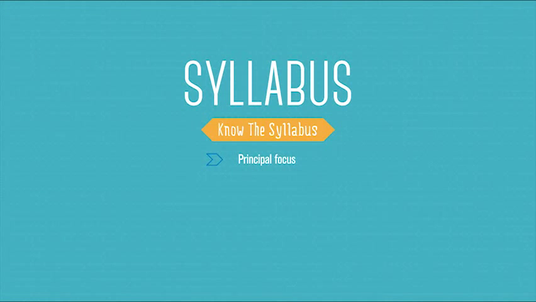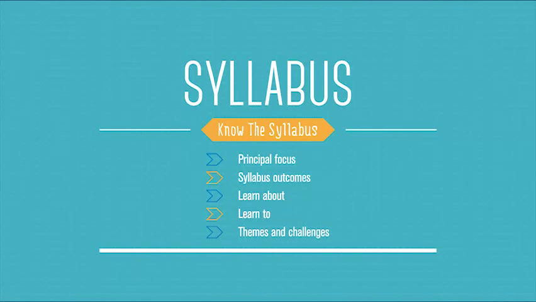In terms of the syllabus, it's really important that you know the syllabus. And there are 5 main areas to the syllabus that I think are very, very important: the principal focus, syllabus outcomes, the learn about, learn to sections, and the themes and challenges.